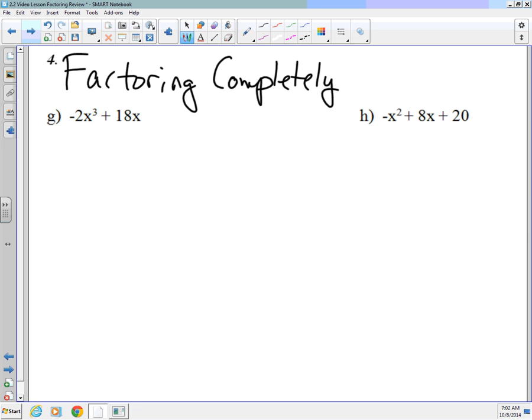So for example, in G, what I should really always look for, the king of factoring, is GCF. I always want to look for a GCF first. So if I look at negative 2x cubed plus 18x, I see that I have certainly an x that they both can get out, and I can also take out a 2.